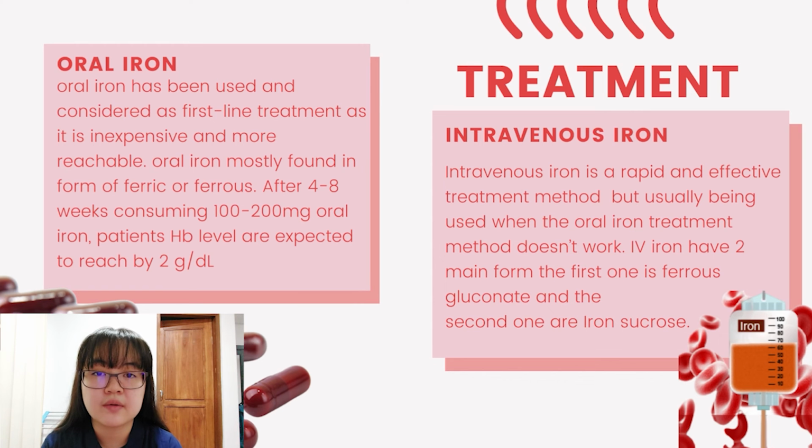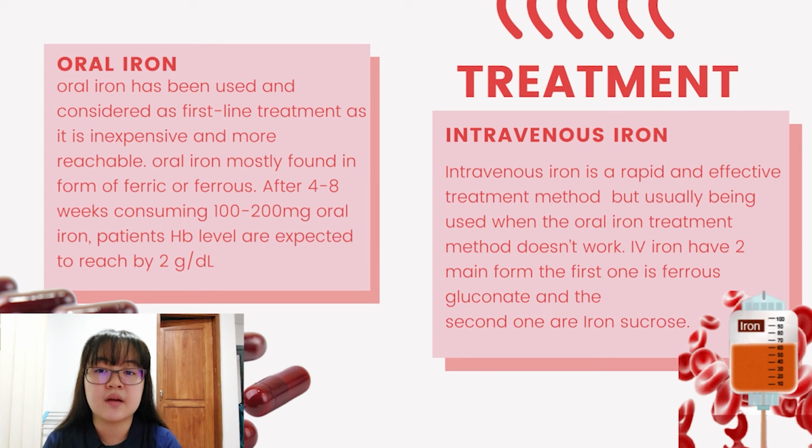The first treatment is oral iron, which has been used and considered as first-line treatment as it is inexpensive and more reachable. Oral iron is mostly found in the form of ferric or ferrous. After 4 to 8 weeks of consuming 100 to 200 mg oral iron supplement, the patient's hemoglobin level is expected to rise by 2 grams per deciliter.